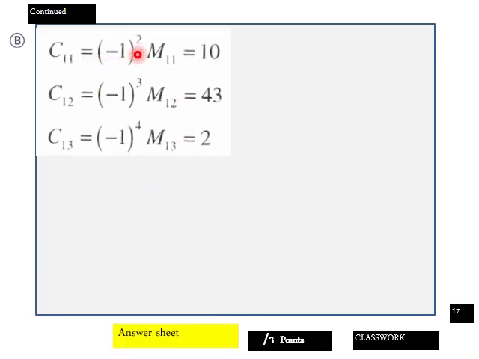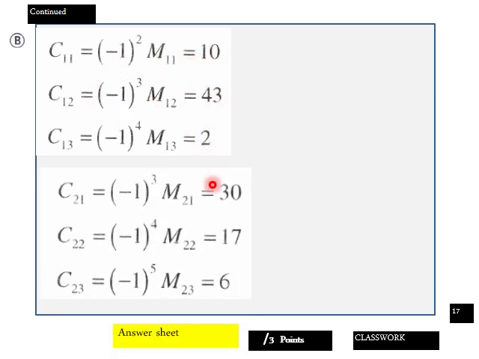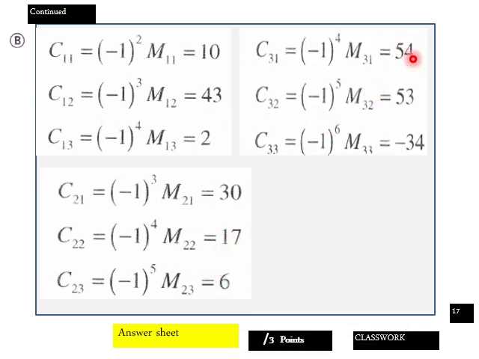So now that we have these numbers, we find C11, and then we change the signs of these. We get 10, 43, and 2, and then 30, 17, and 6, then 54, 53, and negative 34. So that would be our solutions for those.